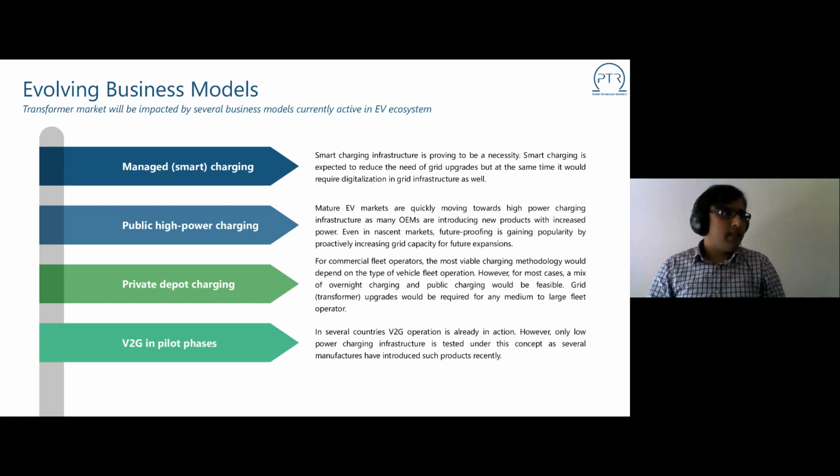Public high power charging, something we discussed earlier, that mature EV markets are very quickly moving towards high power charging. And we see that already in terms of the type of chargers introduced by many OEMs out there, where we saw previously chargers with charging capacity below 100 kilowatt. But moving forward, the upcoming products that we see definitely have higher and higher power charging. And in some cases, even in the markets where right now fast charging might not make sense, there will be future proofing that would be required.